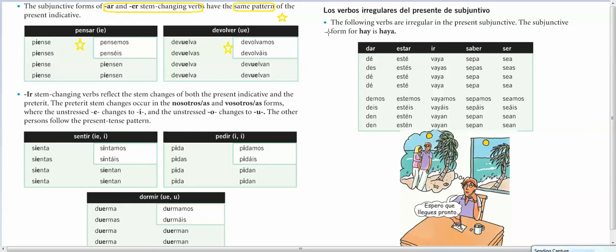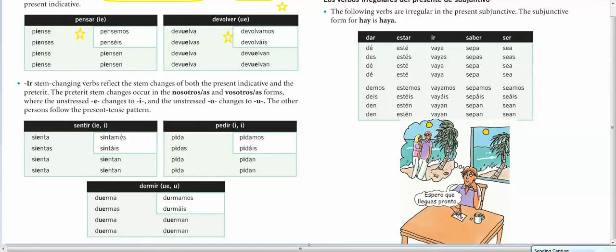Okay, I went and looked at our practice that I was going to do, and actually it has them all mixed up, so I'm going to have to go ahead and talk about the IR. So ARs and ERs have the same pattern as the present indicative. The change, be it E to IE or O to UE or E to I, is going to happen everywhere but for nosotros and vosotros. For an IR verb, the change is going to happen everywhere, but it's two different changes. They use the present stem change everywhere but nosotros and vosotros, which get the preterite stem change.